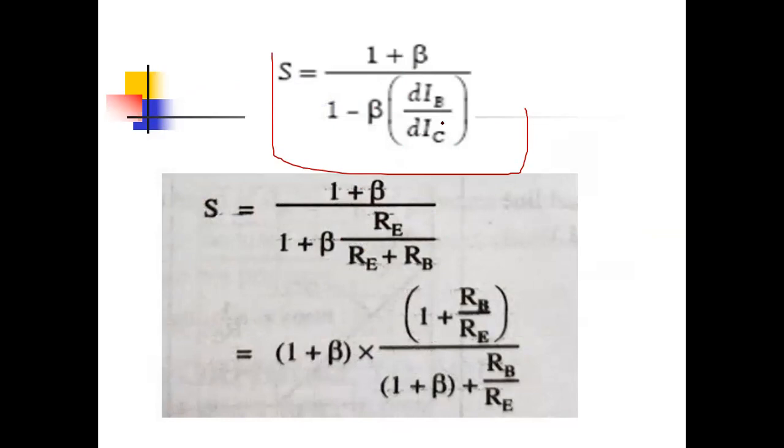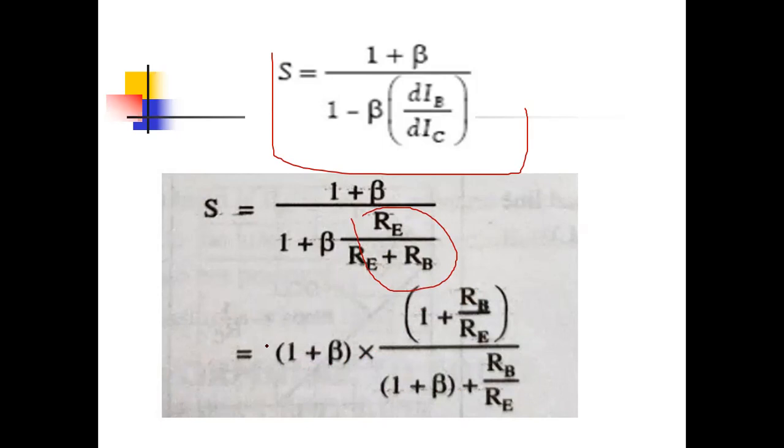When you put the value in this equation, S will be 1 plus beta upon 1 plus beta RE upon RE plus RB. Okay. Now you can take this RE upon RE plus RB term common, then it will be 1 plus beta into 1 plus RB upon RE upon 1 plus beta plus RB upon RE.